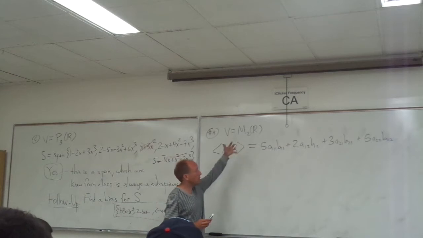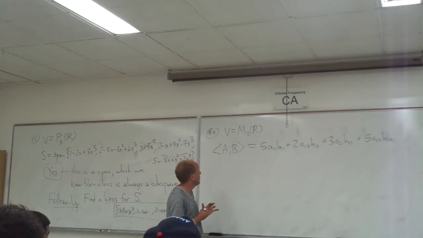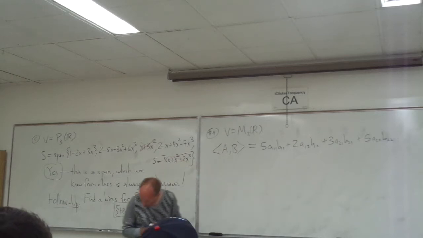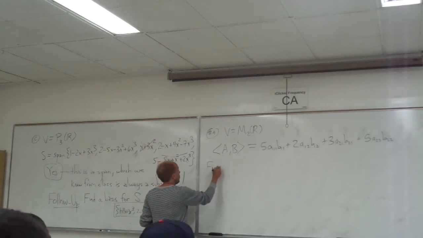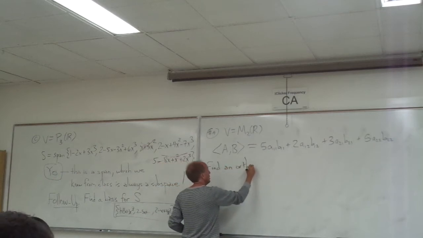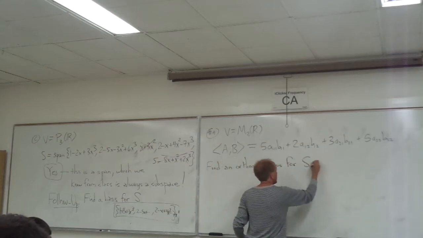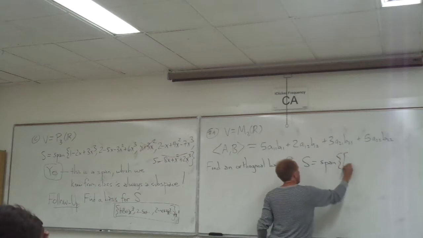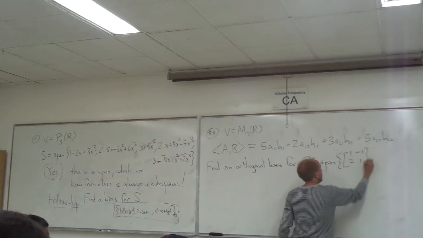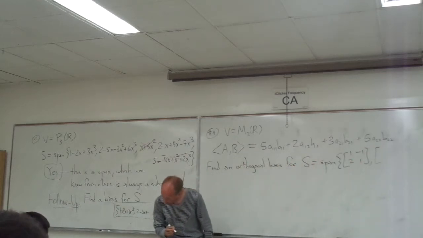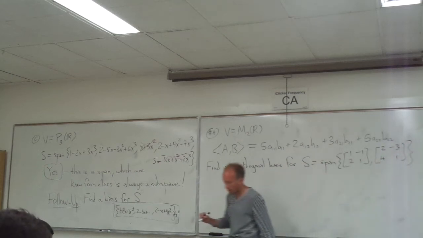Technically, I could ask you to check one or two of the axioms, but let's move on to the actual question here. It just says find an orthogonal basis for, I'll call it S, which is the span of the set of 1, -1, 2, 1, and the second vector I'm going to use is 2, -3, 4, 1.